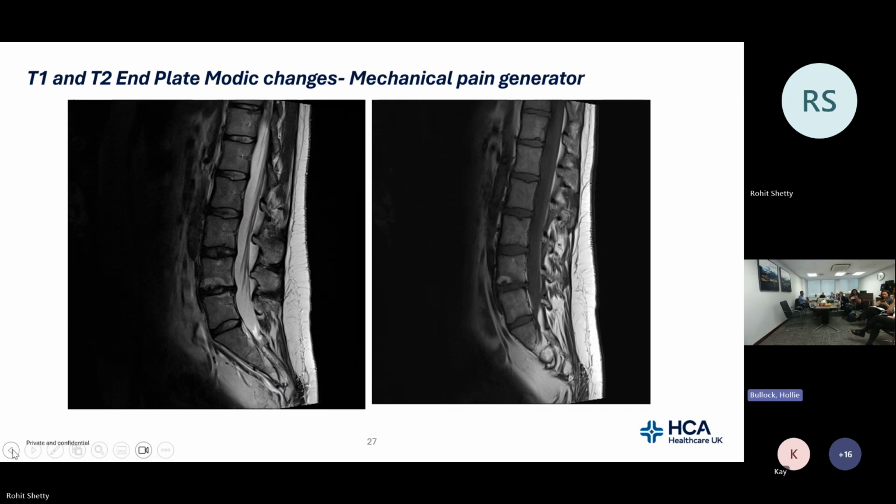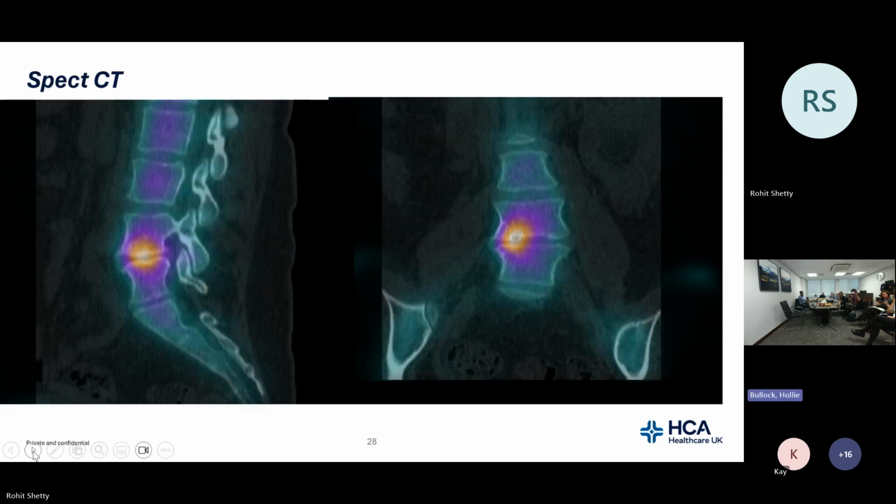What's producing my pain, doctor? Well, it's likely to be a Modic change. Is there an investigation which can be done to understand which might be contributing to more pain? Potentially do a SPECT CT and say, listen, you've got two abnormal discs. It is very likely that one is producing more pain than the other.